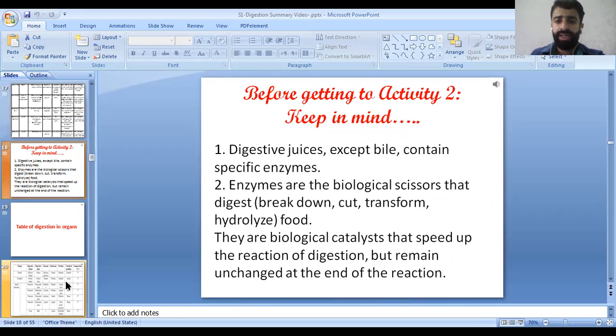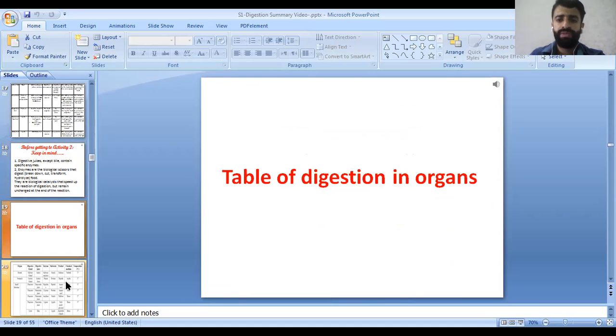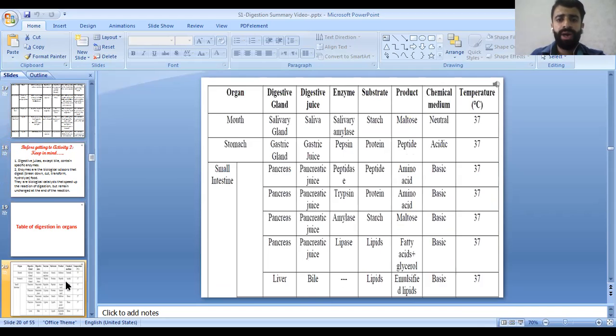You have to know that digestive juices, all of them, saliva, pancreatic juice, intestinal juice, and gastric juice, contain enzymes, except bile. So what are enzymes? Enzymes are the biological scissors that digest or break down food into smaller pieces, and they remain unchanged at the end of the reaction. Saliva contains salivary amylase, which works on starch to give maltose, where the medium is neutral, meaning that the pH is equal to 7.